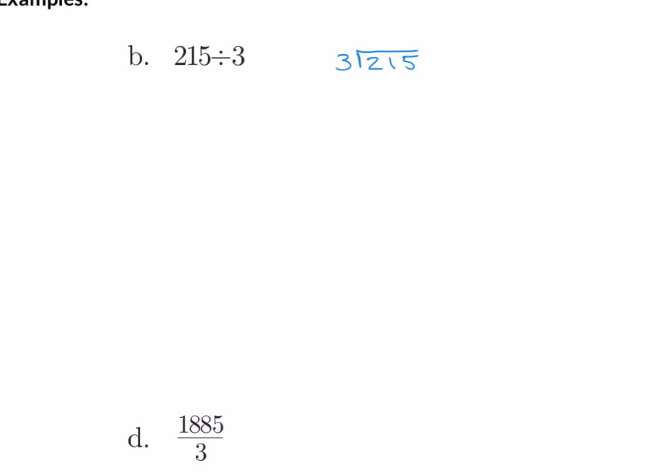So 3 goes into 21 7 times. 7 times 3 is 21. I can subtract, and I do get a result smaller than 3, so that is correct division. We bring down our next digit. 3 goes into 5 one time. 1 times 3 is 3. Subtract, we get 2.